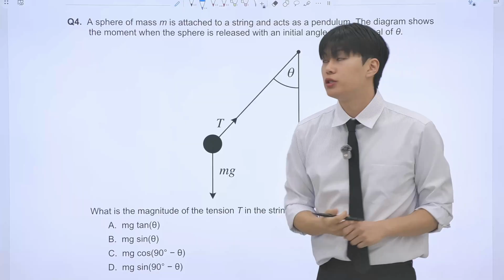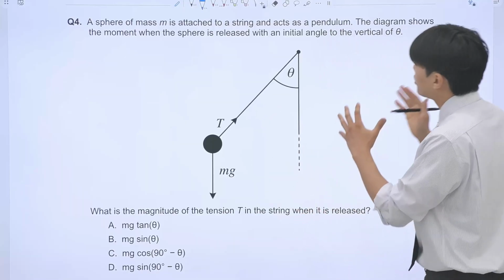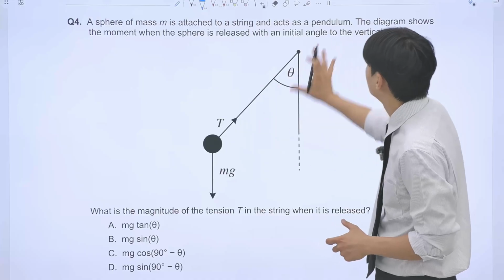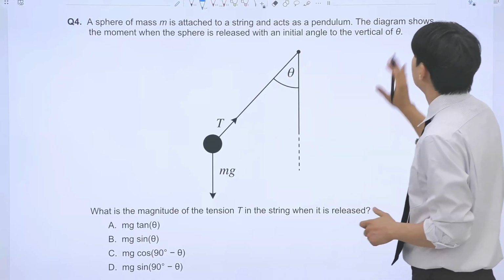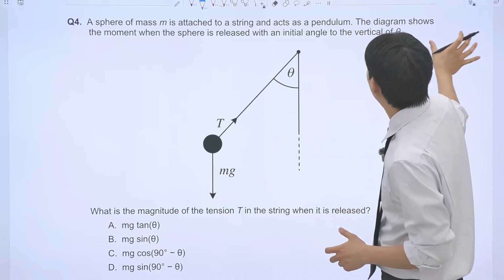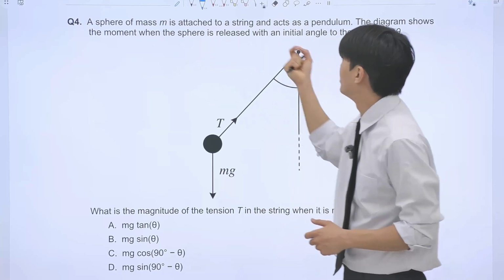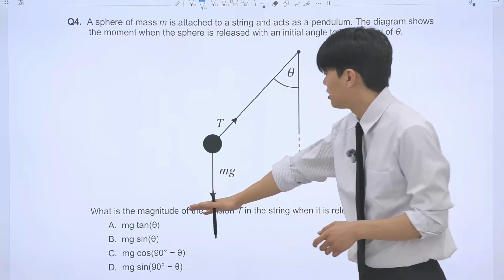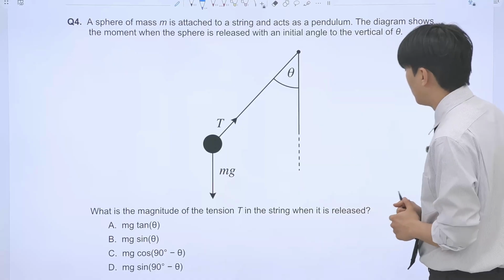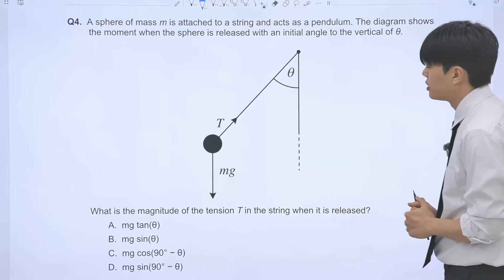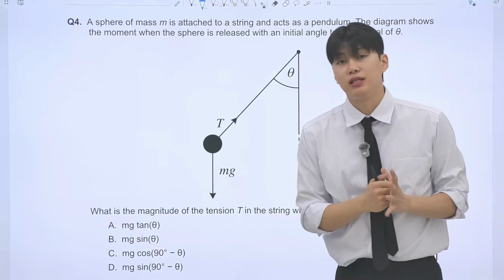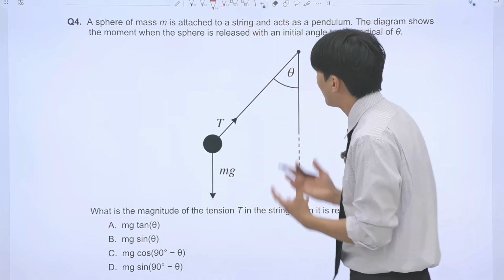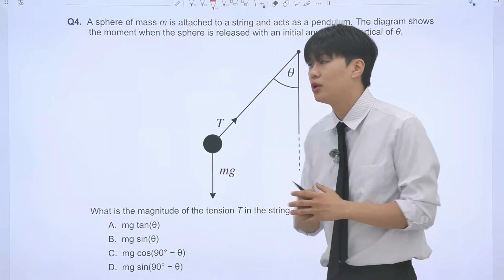Okay, next question, question 4, and also we have a free body diagram. The pendulum is hanging with the string here, right? They said we have to find the moment when the sphere is released at angle theta, and we want to know the magnitude of tension T when it is released. One thing students might find confusing about this is that they try to resolve the tension instead of the weight.